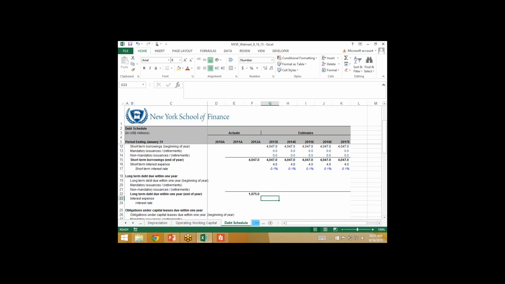Okay, now let's look at the long-term debt due within a year. So long-term debt due within a year, kind of the same process in the beginning. Beginning of year equals the end of year from the year before. Let's for now assume 0 mandatory, non-mandatory issuances. Let's do an equals to sum everything. And then we want to identify interest. Guys have that? Build that out quickly.